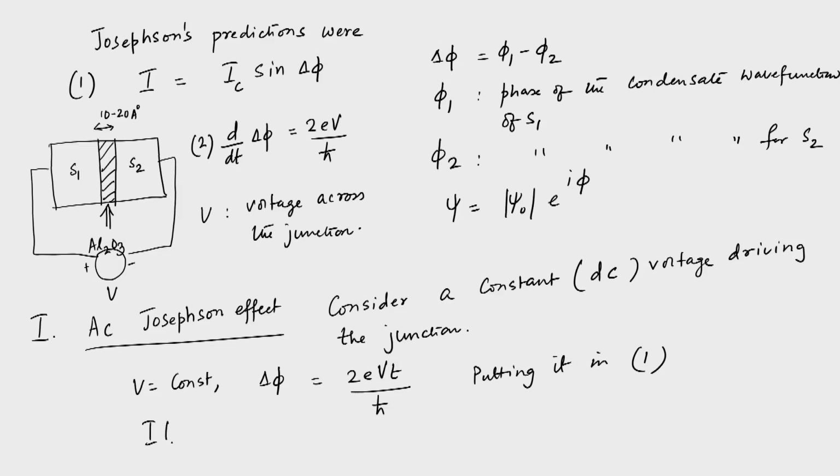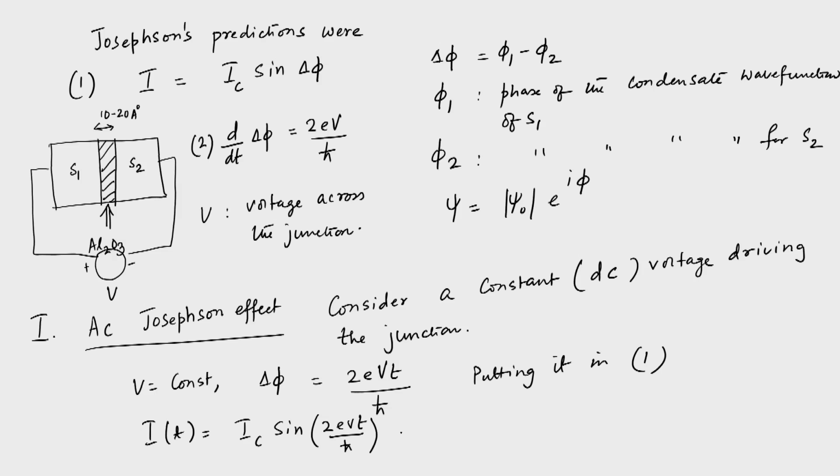we have a current which depends upon time and it is I c sine of 2 E V T over H cross. So, you see the current is fluctuating between plus I c and minus I c with the frequency that is given by 2 E V by H cross. That could be pretty large depending upon the value of V that you are driving the junction with. So, this is called the AC Josephson effect, where the current fluctuates between plus I c and minus I c.